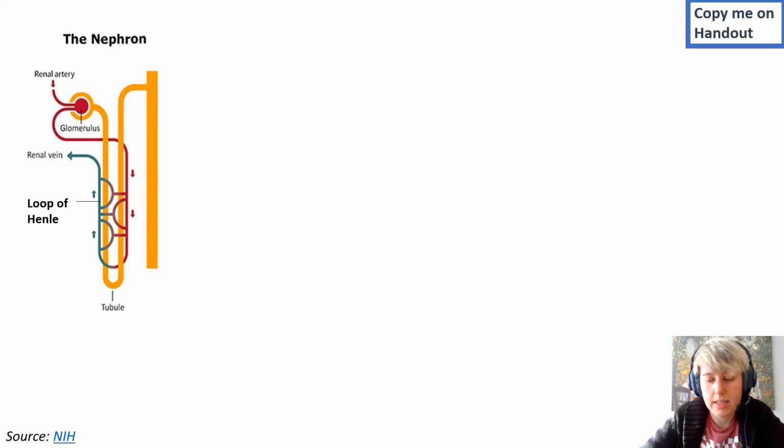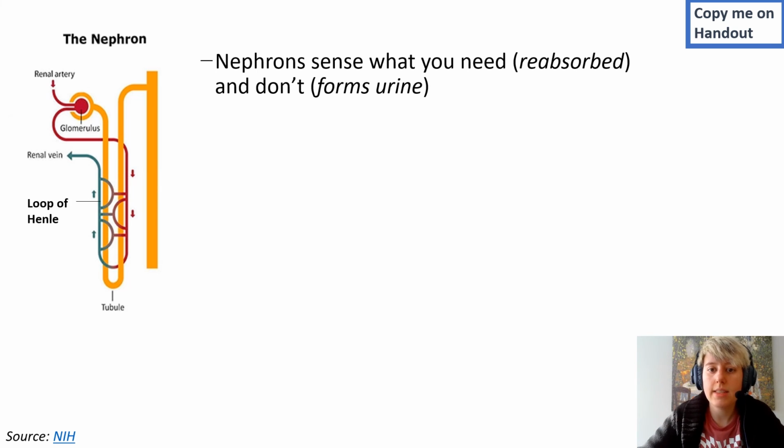So if we're looking at this in our key steps, the nephrons sense what you need, and anything that you need gets reabsorbed. So these are things like water, salts, and so on. And anything that you don't need forms your urine. So things that you don't need would be your wastes, and that's pretty much it.